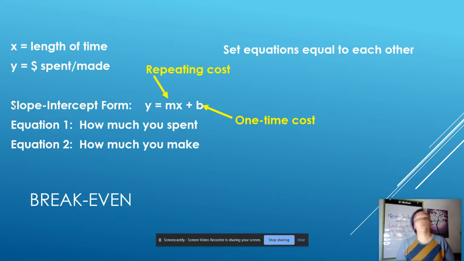Break-even problems will always ask you, when will we break even? Since it's asking you when will we break even, it's looking for just the letter x, that length of time. So you would say something like, we will break even after 5 months, or we will break even once we have sold 150 bracelets, something like that, okay? So this is the generic information you need to know about a break-even problem. Let's take a look at an example.